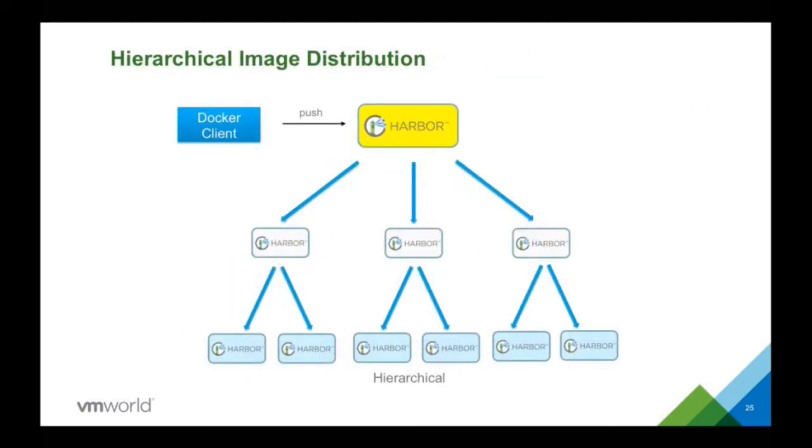And here, Harbor can support multiple layers. We call it hierarchical image distribution, so you may have a central registry in the headquarters, then another instance at a provincial or state level, and then another at city level, and so on, for the replication.